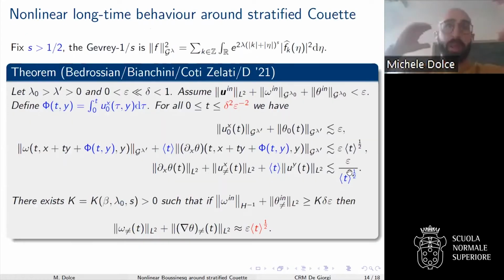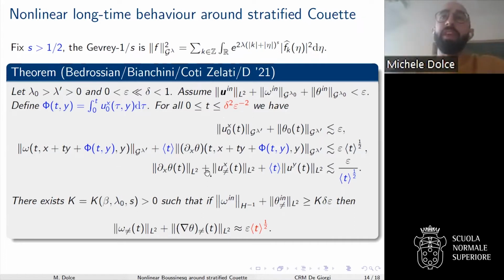I'm sorry, it is a bit technical, the theorem, but I've tried to explain what it's saying. So you do have an initial perturbation small enough in a Gevrey space, which is identified in this way in Fourier space. Then on this time scale, you're able to control the X average, in the sense that you can undo your change of coordinates, and this is crucial.